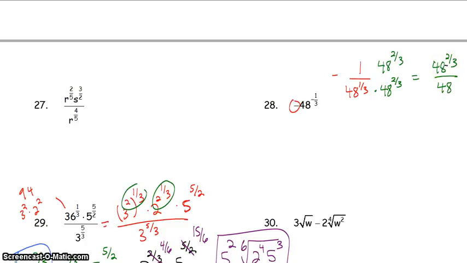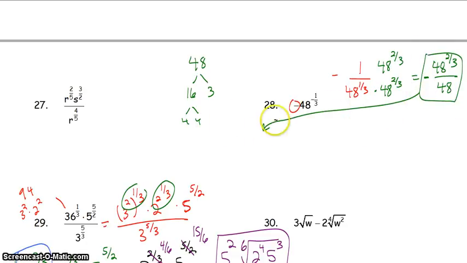Okay, so you get 48 to the 2/3 on top, all over 48. But we have to fix this. We can't have 48 to the 2/3 on top. We can break down 48, and there is still a negative out in front. So my next problem is breaking this down. If I break down 48, I get 16 and 3, and 16 is 4 and 4, which is 2, 2, 2, 2. So it's 2 to the 4th. So I'm going to go back down here now. So I get 2, I still have the negative, to the 4th times 3, all to the 2/3, all over 48.